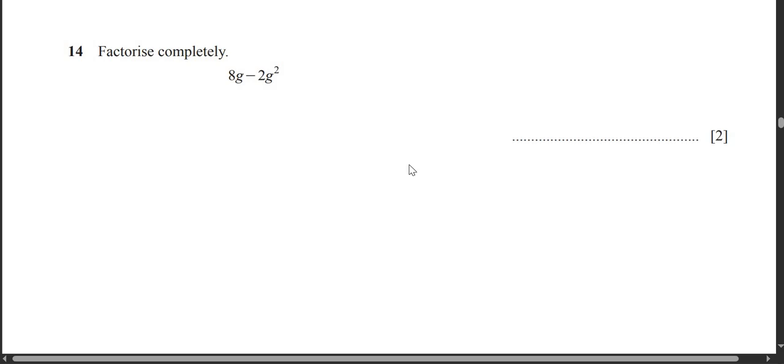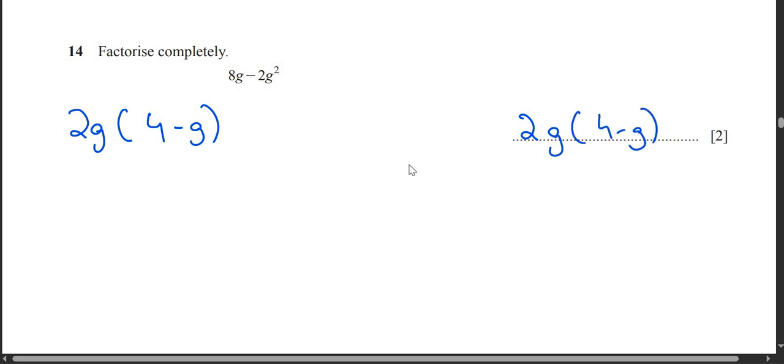Question 11, it says factorize completely. So if you look at this question, you have common 2g, so 8 divided by 2 is 4. We already took g as common, and what remains? Minus g only. So the answer is 2g bracket 4 minus g.